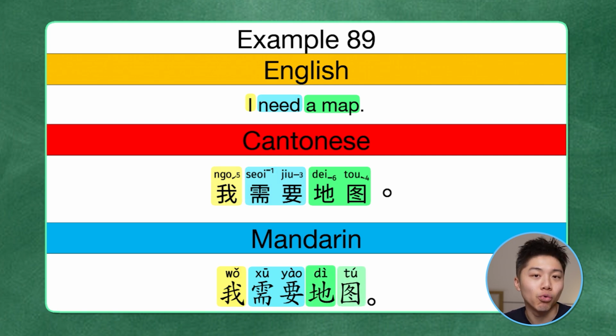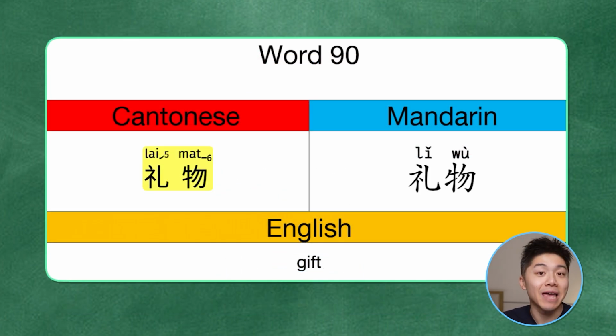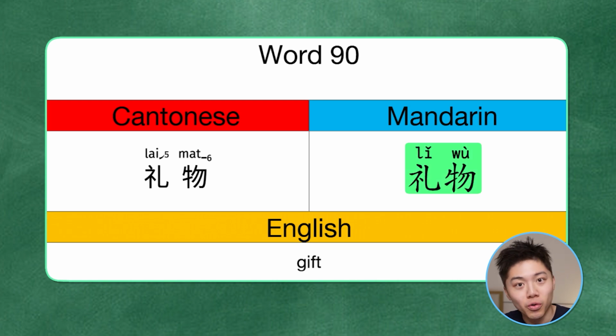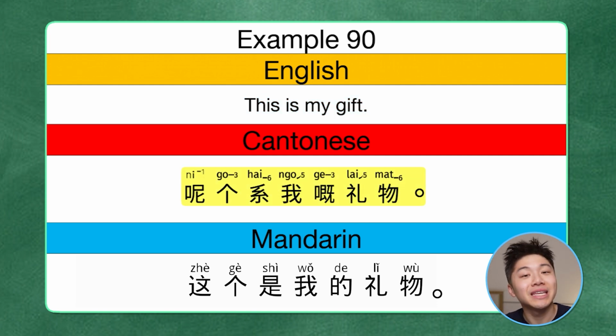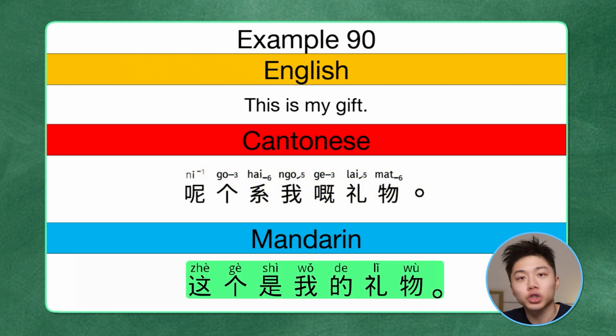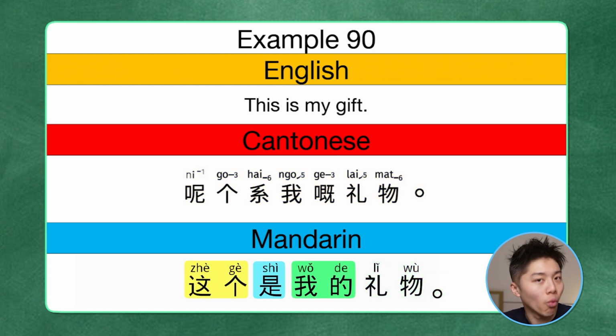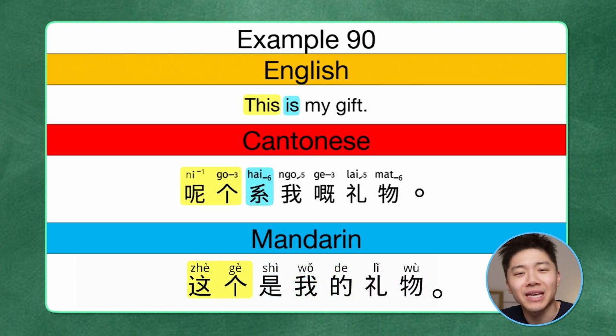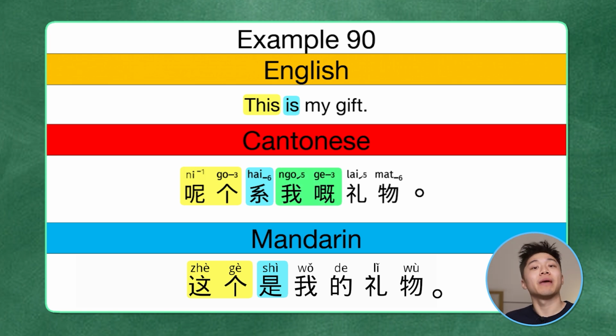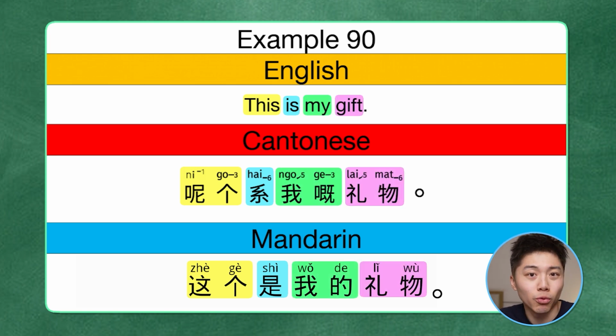Next is gift. In Cantonese, 禮物. In Mandarin, 禮物. So for example, this is my gift. It's my gift to you guys. In Cantonese, 呢個係我嘅禮物. In Mandarin, 這個是我的禮物. 呢個 is this in Mandarin, 這個. 係 means is and to be in Cantonese. In Mandarin, 是. 我嘅 means my in Mandarin, 我的. And then 禮物 means gift in Mandarin.